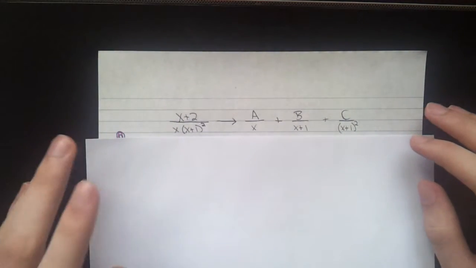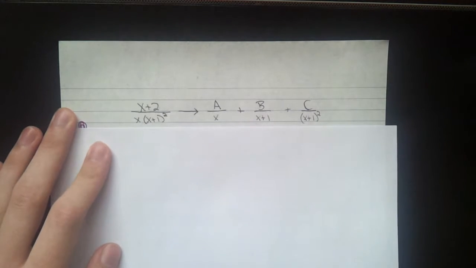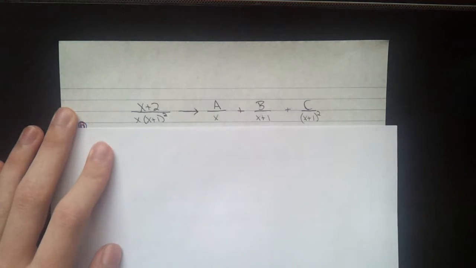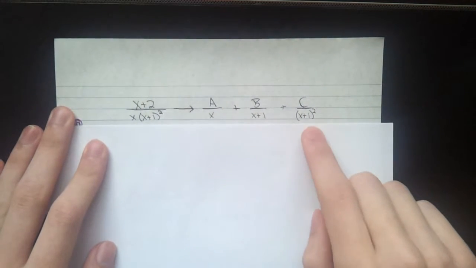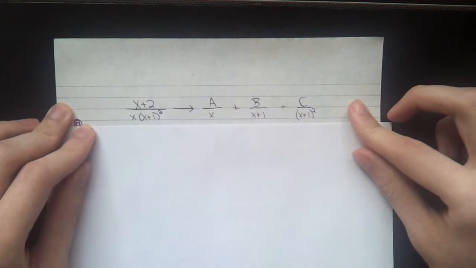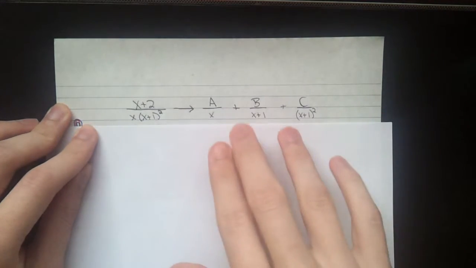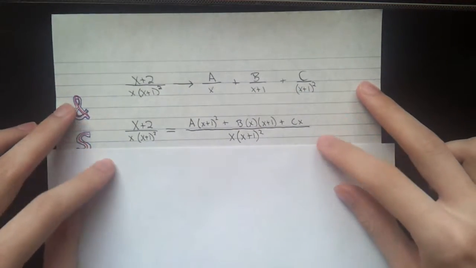So here's an example that I'll work through. This is x plus 2 over x times x plus 1 squared. We've split that into A over x plus B over x plus 1 plus C over x plus 1 squared. Now what we want to do here is solve it. So we want to make this portion equal to this portion. And to do that we want to put it in a common denominator.